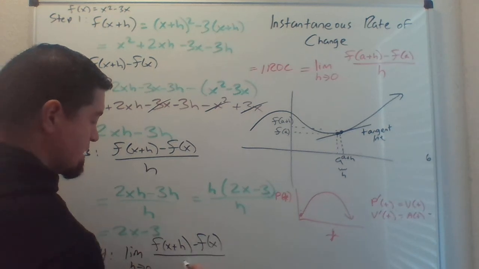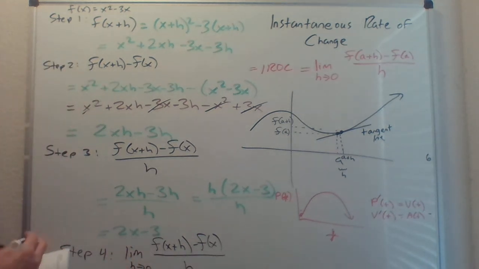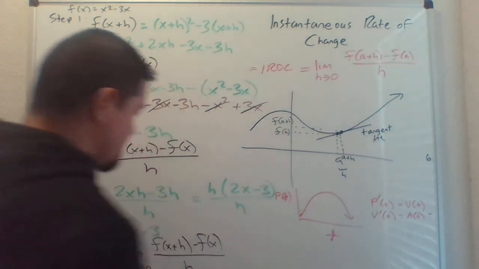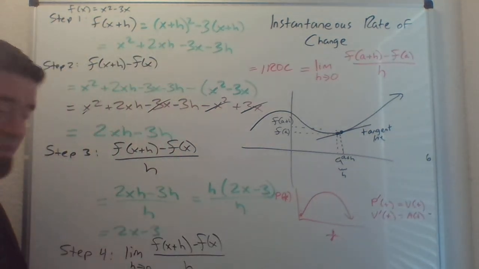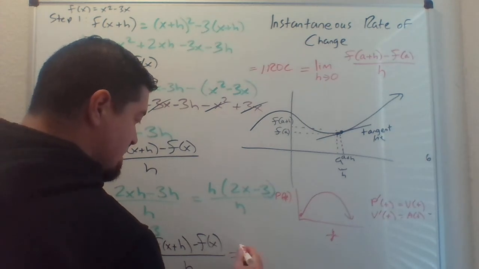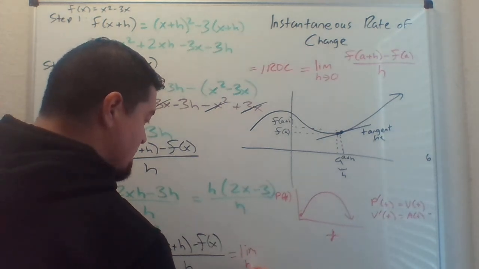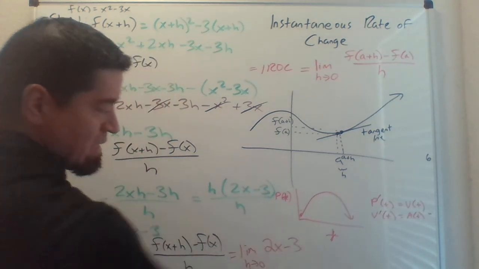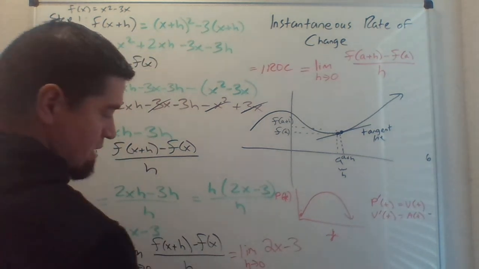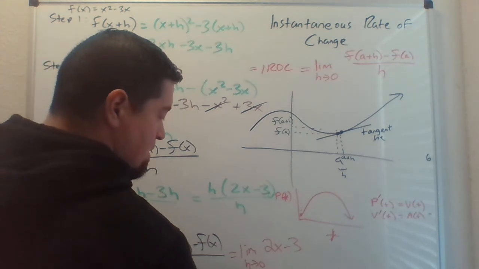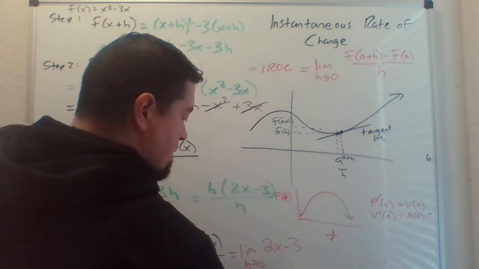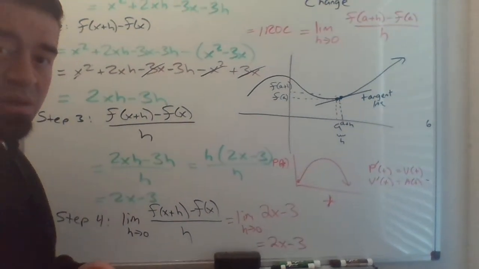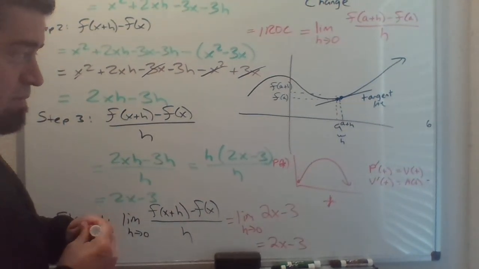A lot of times the h or the limit part will factor in, but on this particular problem, all I have is 2x minus 3, right? So that means I'm taking the limit as h approaches 0 of 2x minus 3, but there's no h. So my answer is 2x minus 3. And again, like with most limits, the first thing you should do is try direct substitution.